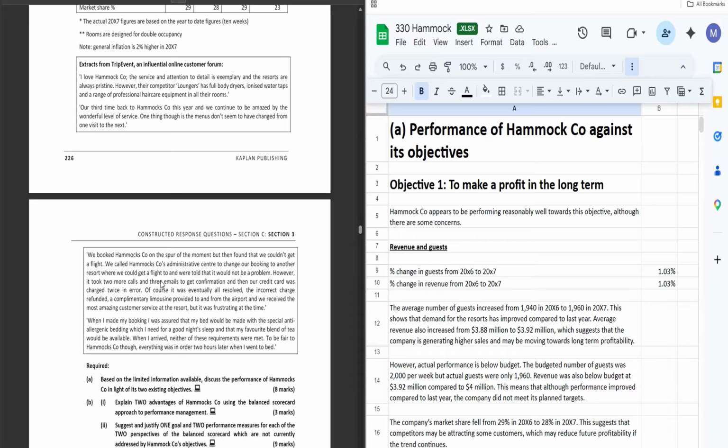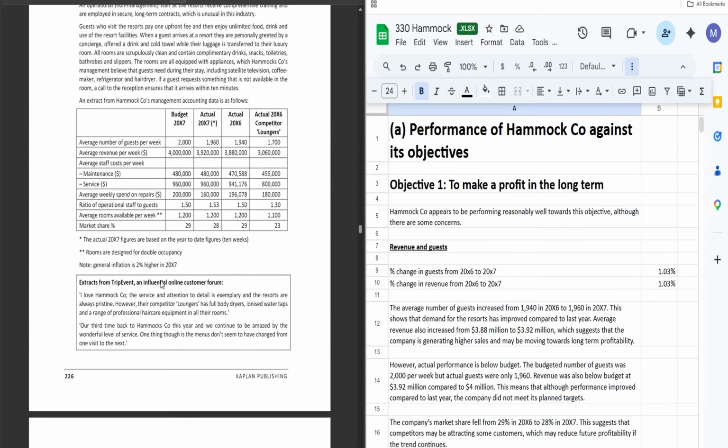So whatever performance analysis you have done, if you don't link it to the objectives listed, you might lose the marks. So it is very important to read the requirement. As they mention, we need to analyze the performance of Hammock Company against the mentioned objectives. And what were those?